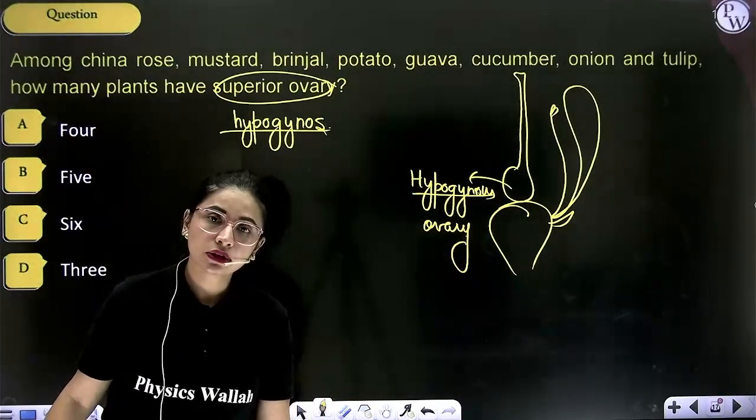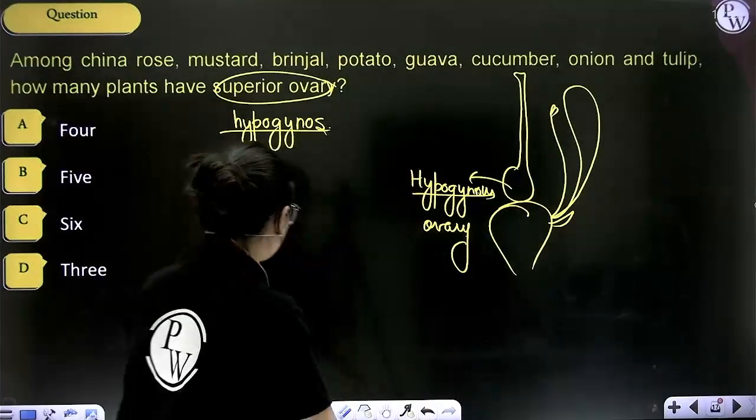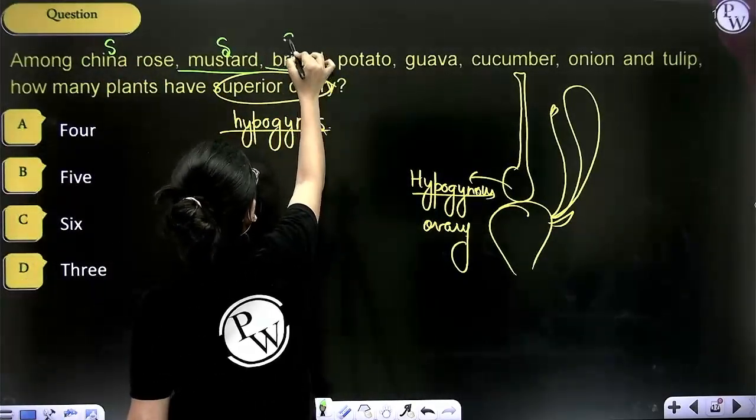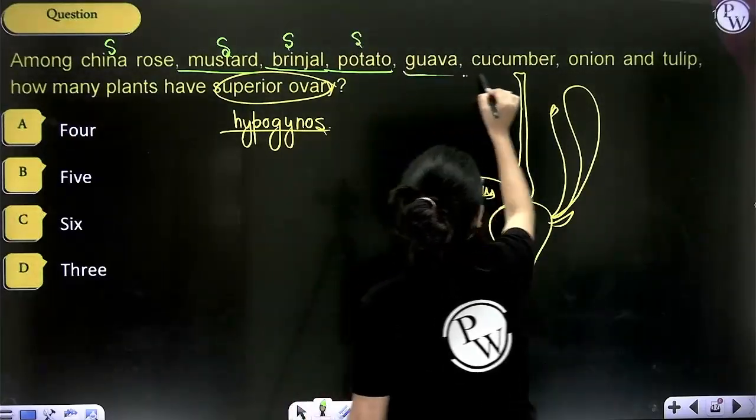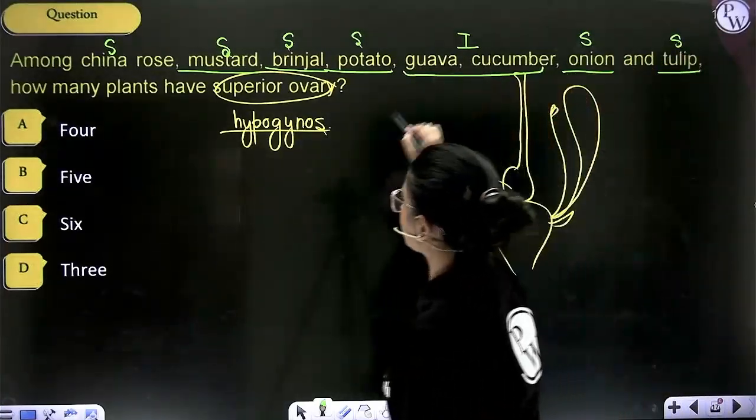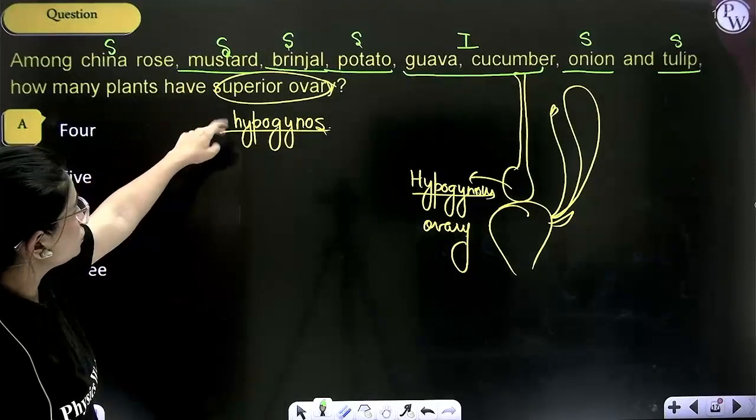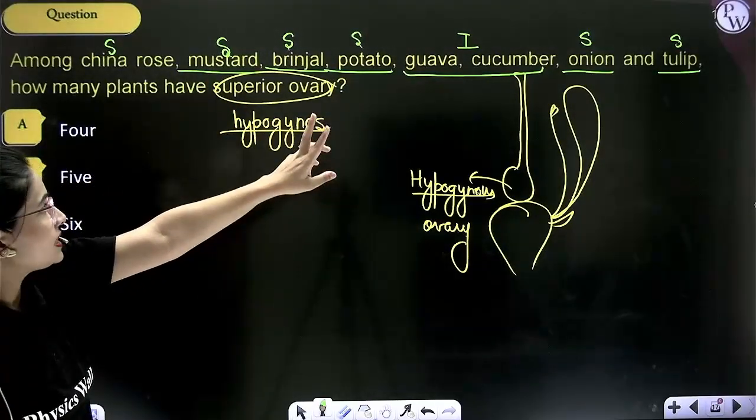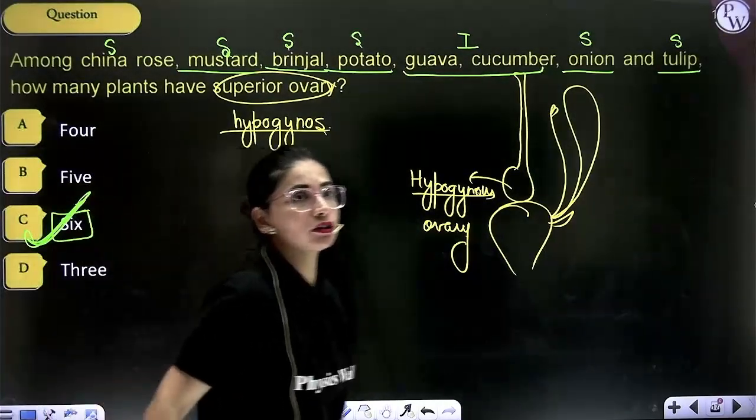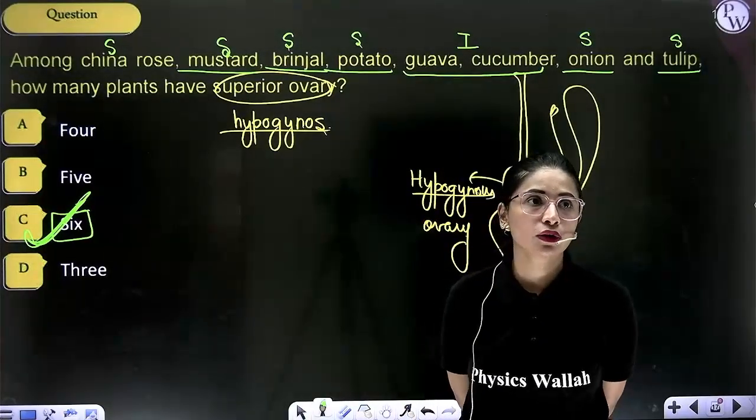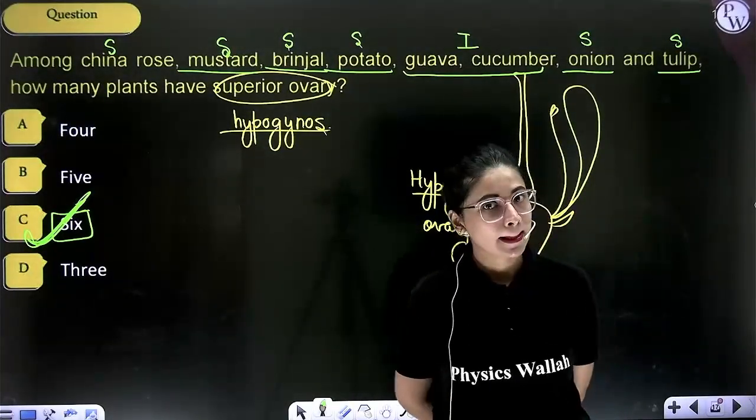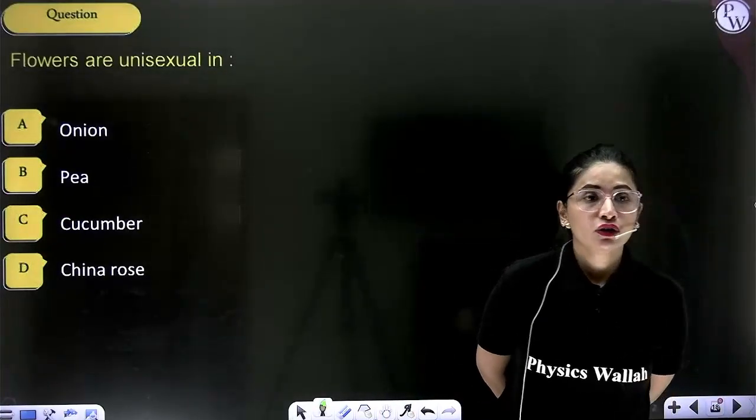Understood? Yes or no? Now let's check out the list. China rose, yes, superior ovary. Mustard superior, brinjal superior, potato superior, guava and cucumber inferior, onion superior, tulip superior. So now how many? 1, 2, 3, 4, 5, 6. How many? 6. Check it once again by yourself and make sure that you have understood this question also. China rose, mustard, brinjal, potato, onion, tulip. Correct? Next question.